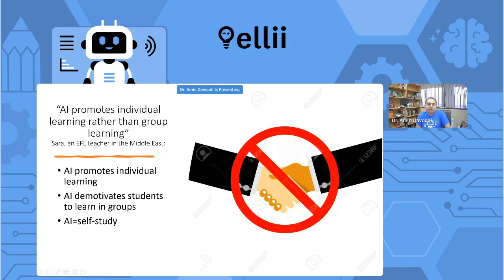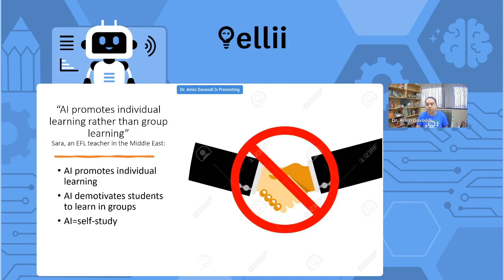Sarah, an EFL teacher in the Middle East, told me that AI promotes individual learning rather than group learning. So that was very interesting when I heard that. I was like, well, I never thought about that. How does ChatGPT promote individualized learning isolation? How does it demote group work and teamwork in class?